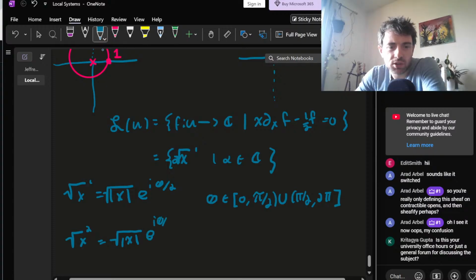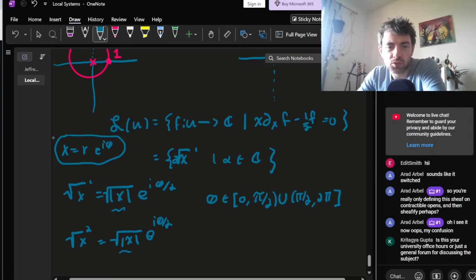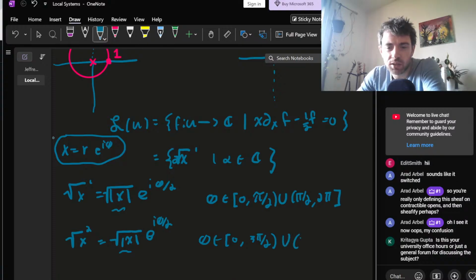In the second case, so I should say in both cases, I'm writing x as e to the i theta. But I'm choosing to write it in these two ways. I could have replaced these with the root of r. But in the second case, theta will be from 0 all the way up to 3 pi over 2, and then 3 pi over 2 to 2 pi.